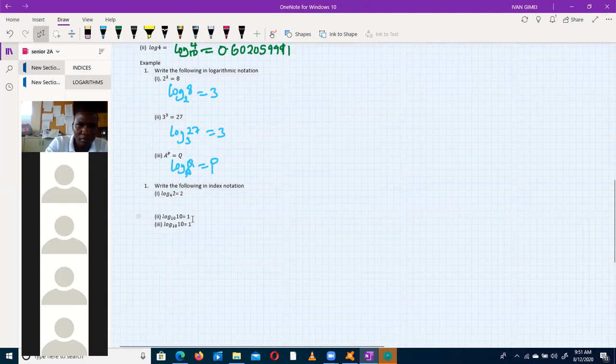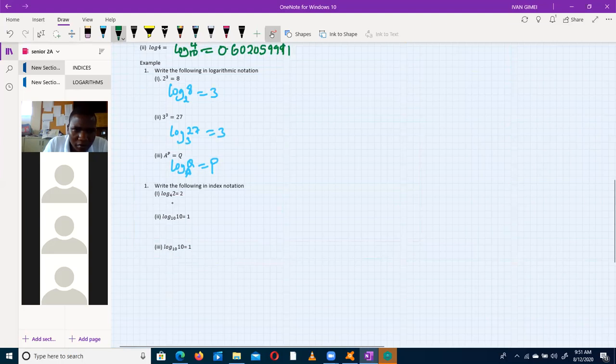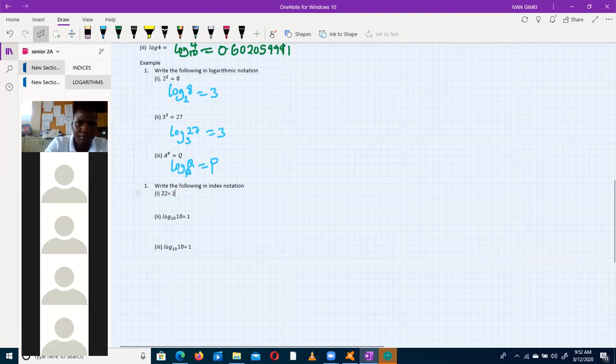2 to the power 2 equals 4. What does this give us? 2 squared equals 4. This one is 4 squared equals 2. This one was written wrongly. I didn't write it properly. This is not possible. This one is supposed to be 2. Oh, sorry. Sorry, just a moment.